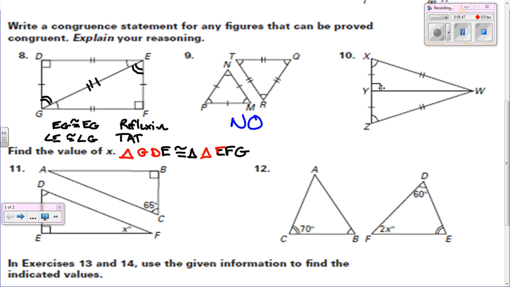In triangle 10, if this is a 90, it means that this is a 90. Then this side is shared amongst both triangles, so it's congruent to itself. WY is congruent to WY. Reflexive. Then angle W is congruent to angle W. Reason for that is third angle theorem.